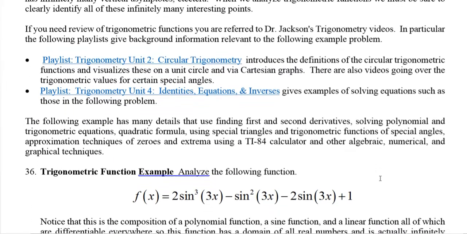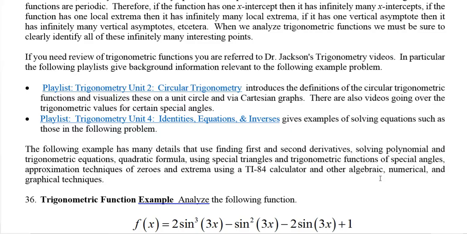So let's look at this example right here, and we're going to spend the rest of the video analyzing this particular one. Here is a particular function, f of x equals 2 sine cubed of 3x minus sine squared of 3x minus 2 sine of 3x plus 1. So there is a trigonometric function.